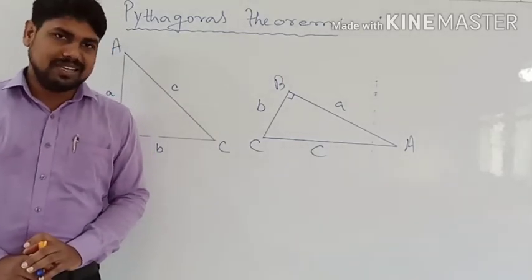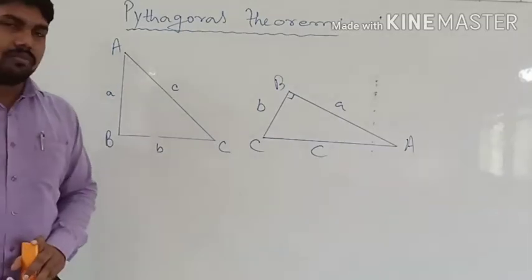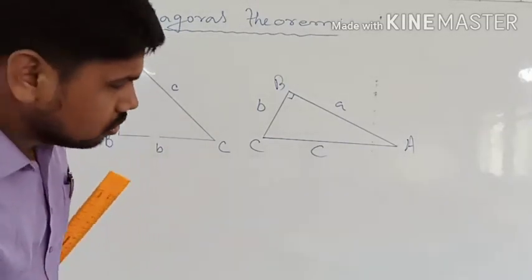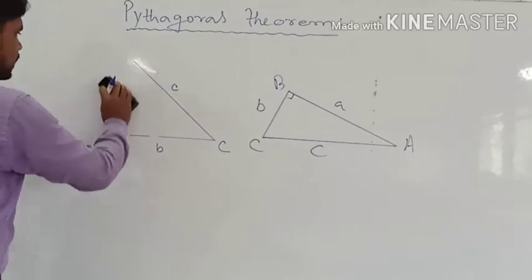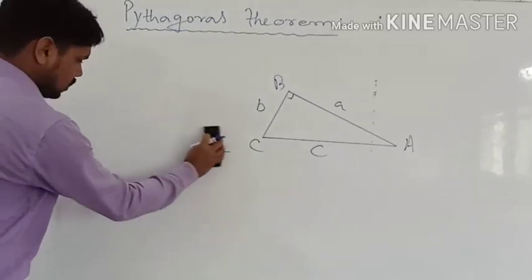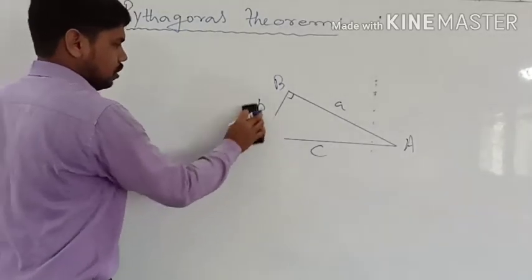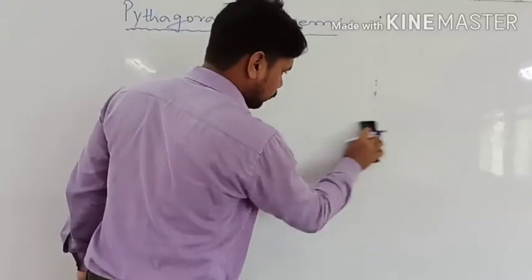Now we will learn some basic concepts about the Pythagoras theorem, especially two rules which we have in our book. So let's see what those two rules are. We can also say, the two basic proofs.